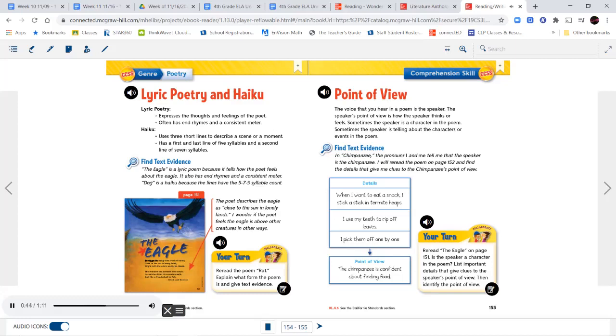Graphic organizer. Details. When I want to eat a snack, I stick a stick in termite heaps. I use my teeth to rip off leaves. I pick them off one by one. Point of view. The chimpanzee is confident about finding food.